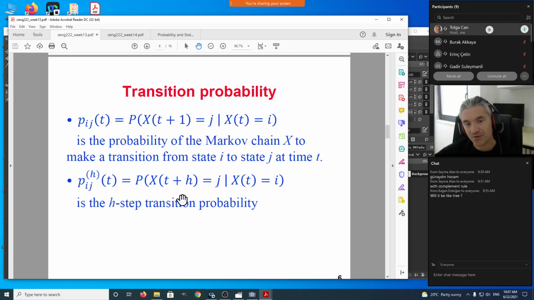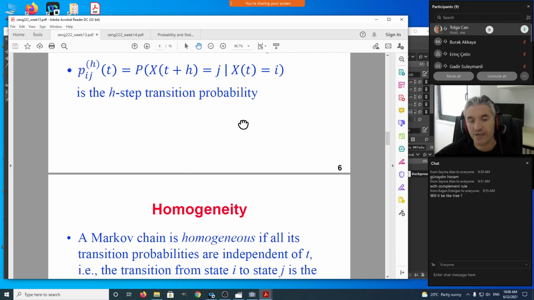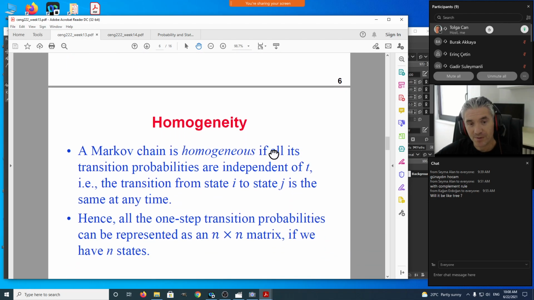And the h-step transition probability is indicated with a superscript in parentheses. It tells you the probability to go from state i to state j. So given that Xt is state i, what is the probability that at t plus h we are going to be at state j? That's called an h-step transition probability.